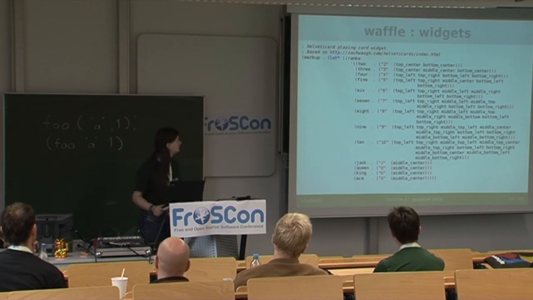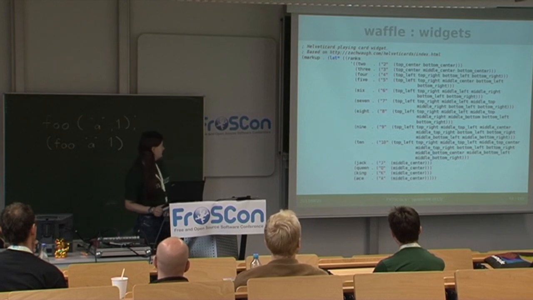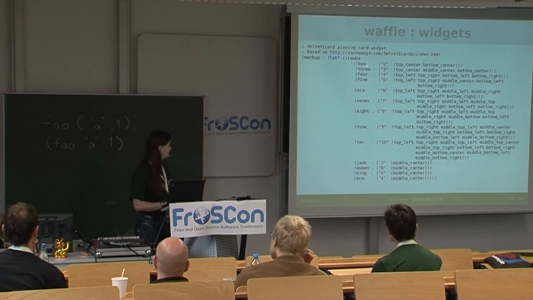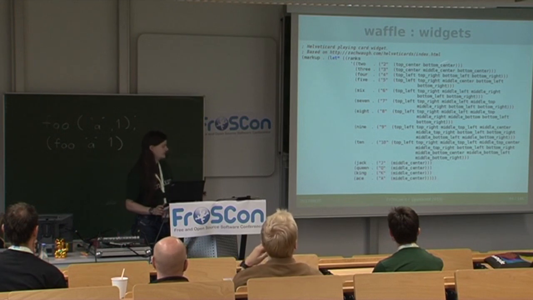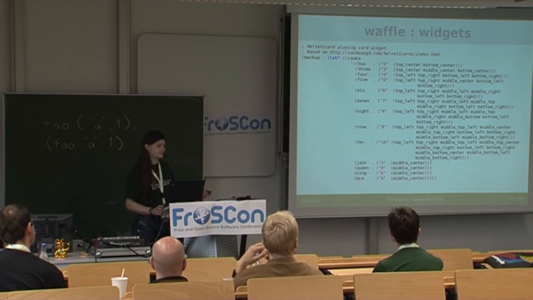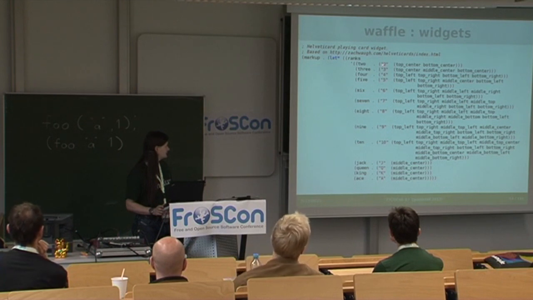So we start off our markup by defining this thing called ranks, where we just have this alist. An alist in Lisp is an association list, which has a key in the first position, and then a set of values in the rest of the list. And when you look up the key in the list, you get the rest of it. So if I looked up 2, I'd get this list containing this string with a 2 in it, and I'd get this list containing these symbols.